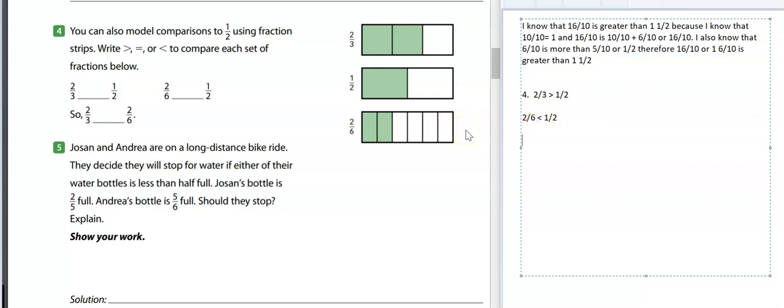It says, 2/3 will be what compared to 2/6? 2/3 up here, we're going to compare the value to 2/6. So that means 2/3 up here would definitely be greater than 2/6 right there. So 2/3 is greater than 2/6. Let's move on to question 5.